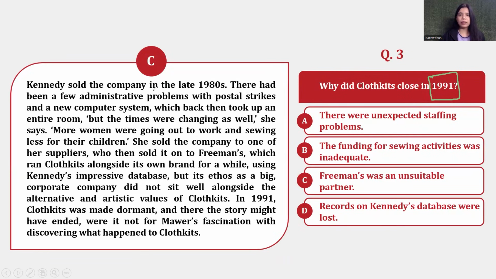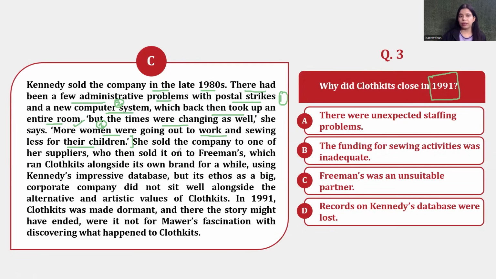It says Kennedy sold the company in the late 1980s. Why? There had been a few administrative problems with postal strikes and a new computer system, which back then took up an entire room. But the times were changing as well. She says more women were going out to work and sewing less for their children. So, plenty of problems are mentioned here. That she sold the company in 1980s. Number one, because strikes had started occurring. Number two, there was a new computer system which was taking entire room. Number three, many women had started working and they were not interested in sewing. They were sewing less. So these are some of the problems.